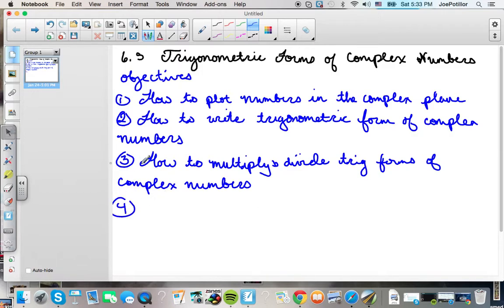Fourth is how to use De Moivre's theorem.